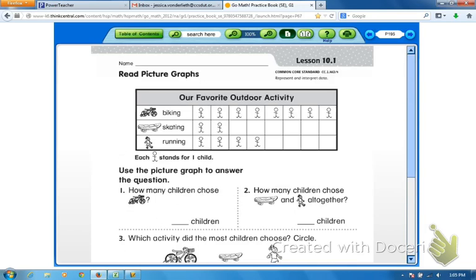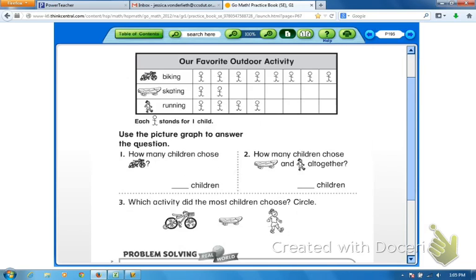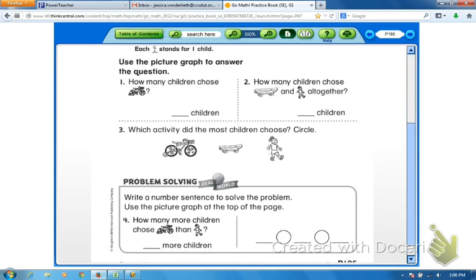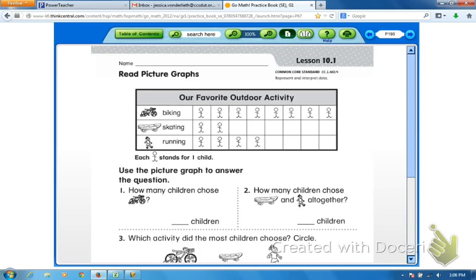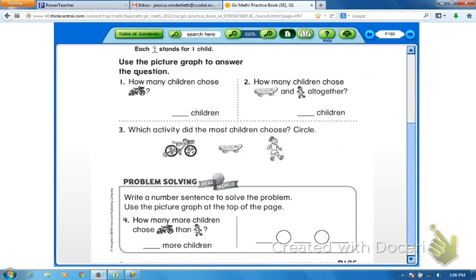This is where it gets tricky. The words how many more are comparing, and whenever we're comparing, we know we use subtraction. So how many more children choose bikes than skating? So we look at bikes. Bikes has 8, skating has 2. So our subtraction sentence would be 8 take away 2 equals 6 to get 6 more children.